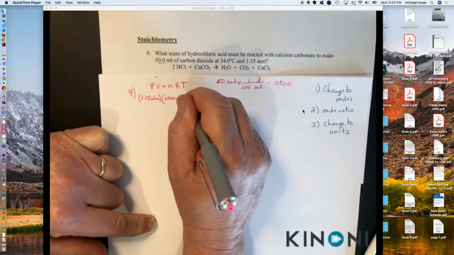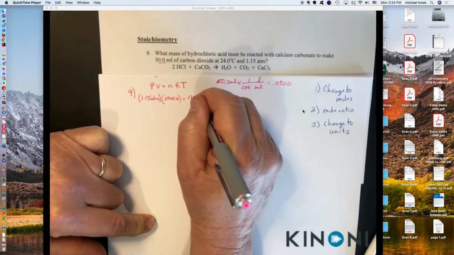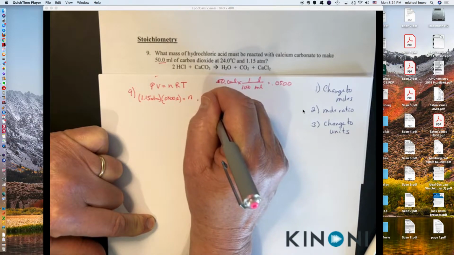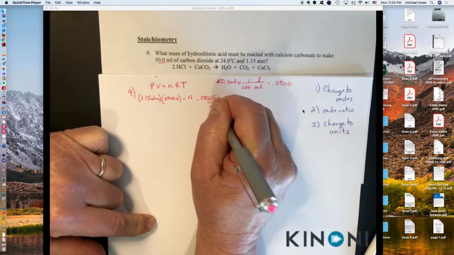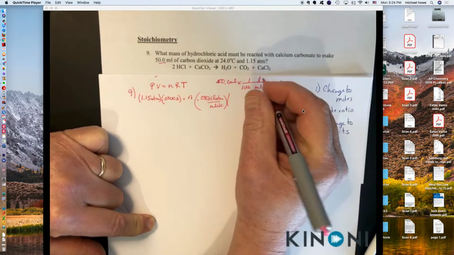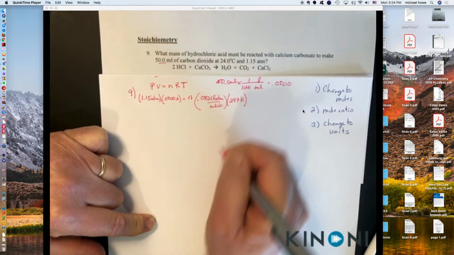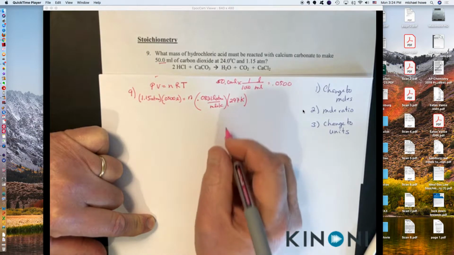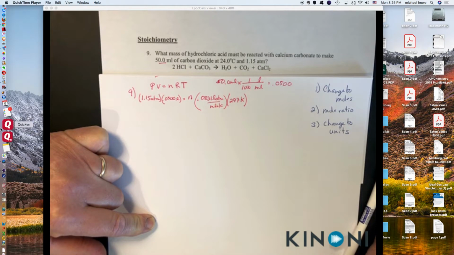Okay, we don't know n. Since pressure is in atmospheres, our R value needs to be the R value that had atmospheres in it. So that's 0.0821 liter atmospheres over mole Kelvin. And then the temperature would be 297 K. 297 because it's 24 plus 273. So then we need to get a calculator and actually do the math.